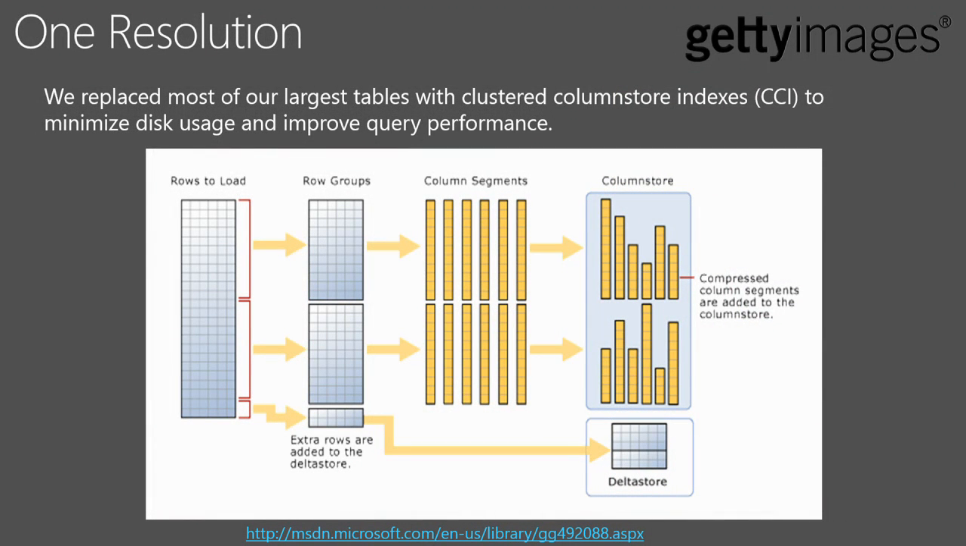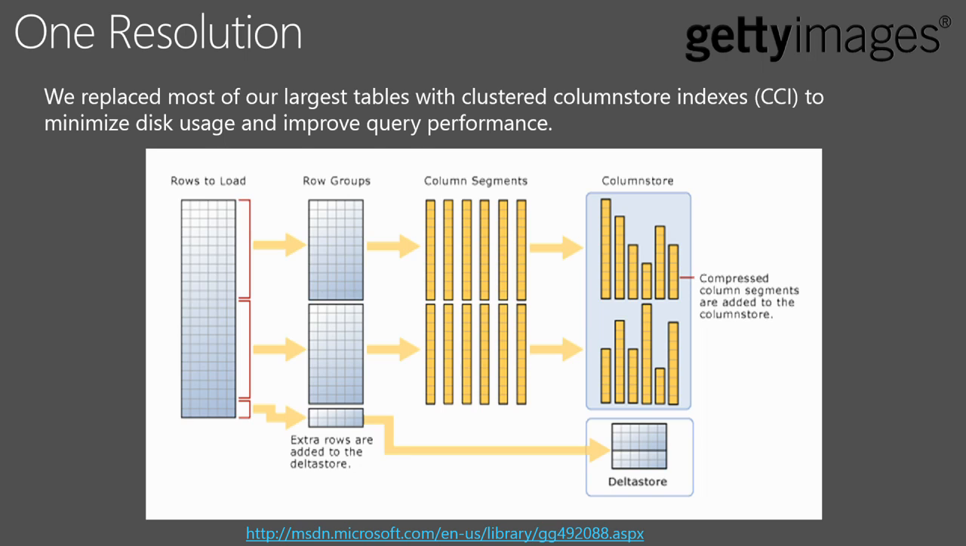So the resolution for us for some of our largest fact tables, and by some I mean I believe it's 29 of our fact tables, we went to clustered Columnstore indexes. The goal of the clustered Columnstore index in replacing these large tables was, one, to minimize disk usage. We wanted to make sure that we would have sufficient space to continue growing.